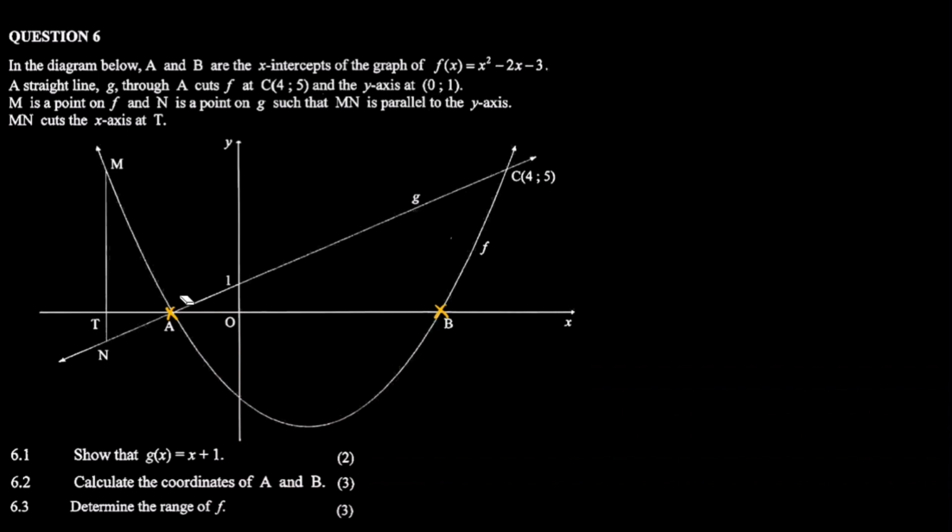So we have a straight line that passes through A. This straight line cuts the parabola at this particular point here, and it also cuts the y-axis at this point here, with the coordinates (0, 1).